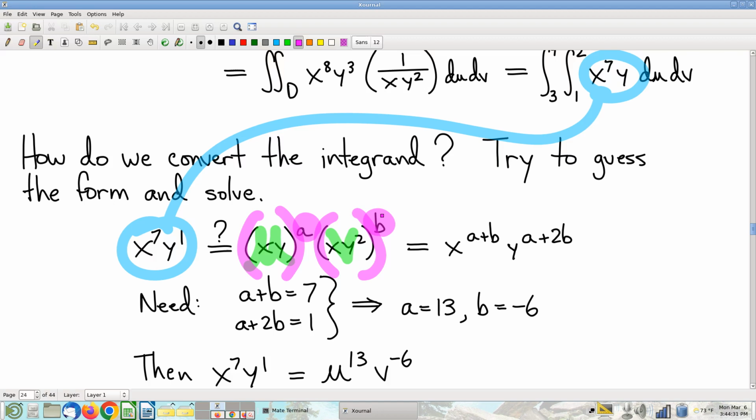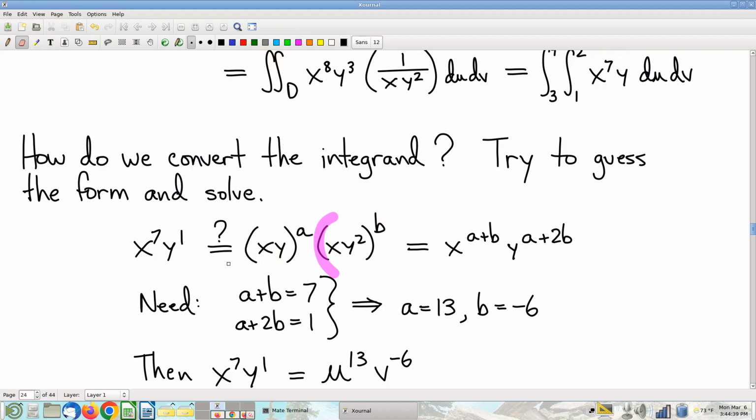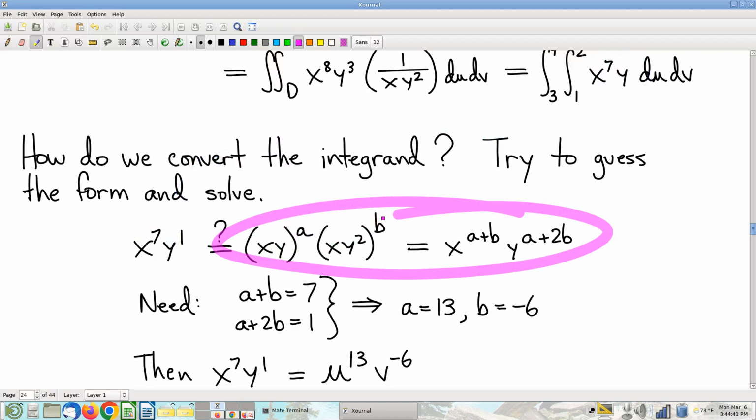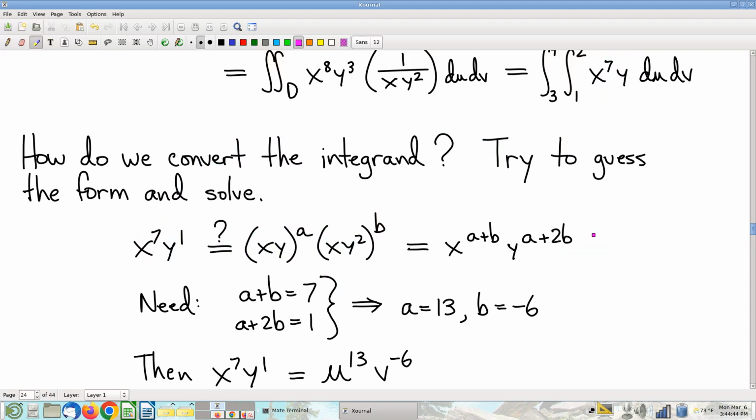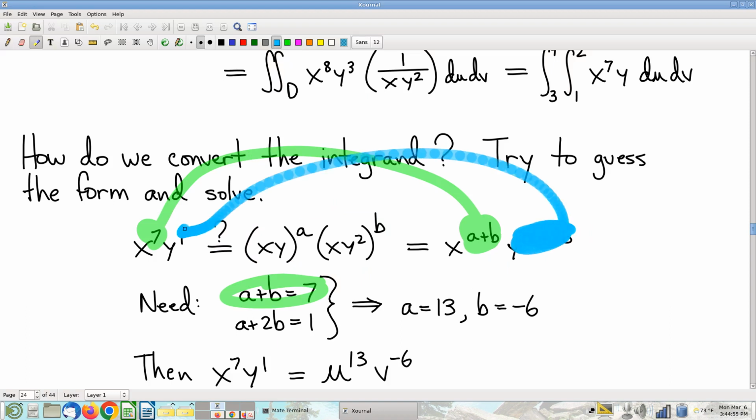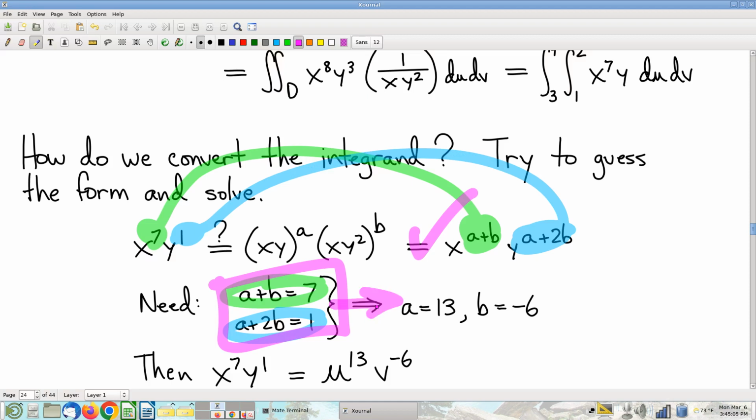So in other examples, everything's going to be different. You'll make a different guess for the form of this relationship. Always different for every example. That said, you can multiply this all out. Notice then that leaves me needing a plus b to equal 7, and I further need a plus 2b equal to 1. So if I want this to work, I need to solve that system, and that's just a little bit of Math 218 linear algebra, and there you go.